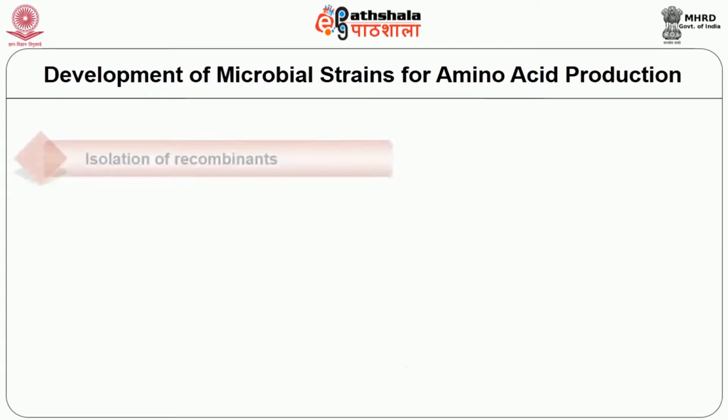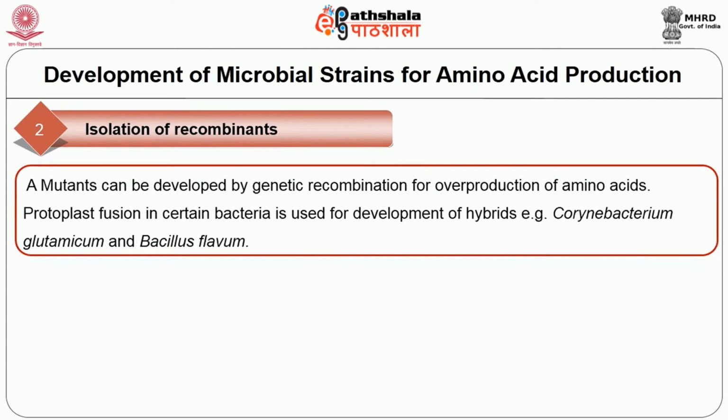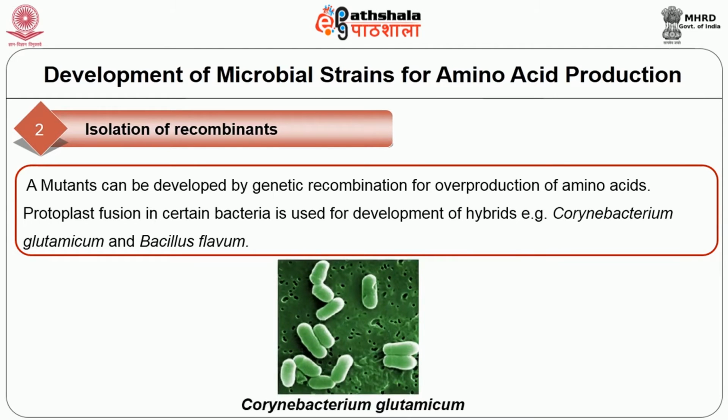And the second method is the isolation of recombinants. Mutants can be developed by genetic recombination for overproduction of amino acids. Protoplast fusion in certain bacteria is used for development of hybrids. Example, Corynebacterium glutamicum and Bacillus flavum.